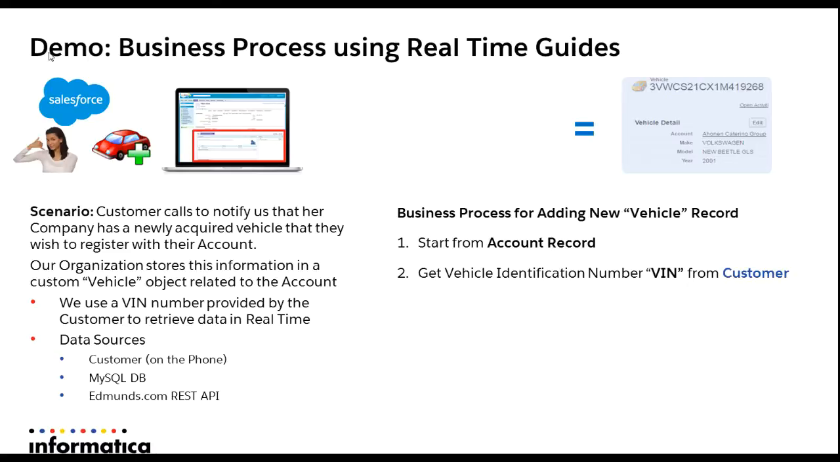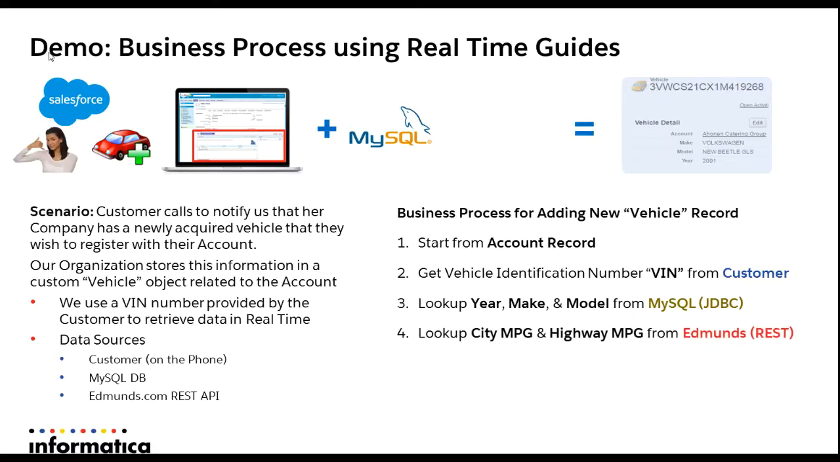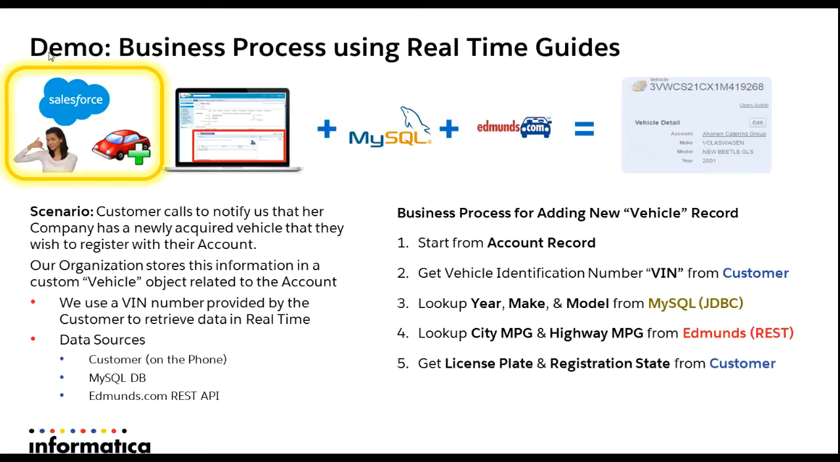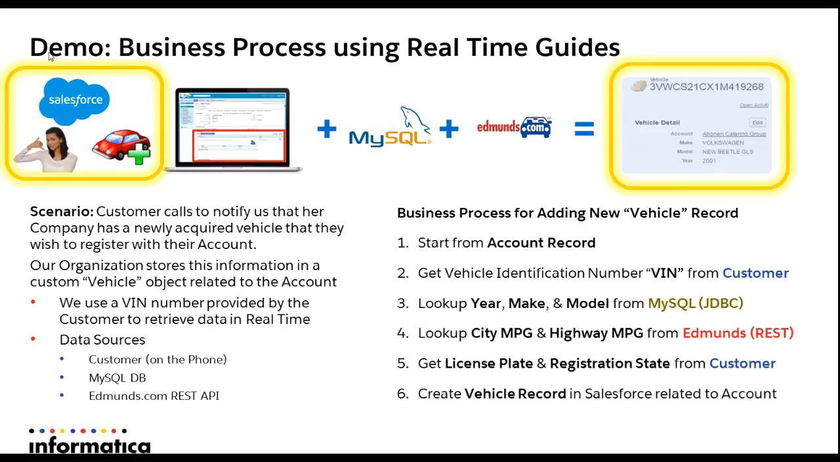So let's talk about the process. Our end user, somebody in a call center, for example, would start from the account record. They'd get the VIN from the customer, and they'd find it in the list of VINs we have from the database. They're going to get that information and either use what's there or create a new one. We're also going to make a call out to Edmunds.com via the REST API to get the city mileage and highway mileage that are going to go onto the record that we create. And finally, we're going to get a couple more pieces of information from the actual person, and we're going to create the vehicle record in Salesforce related to the account.